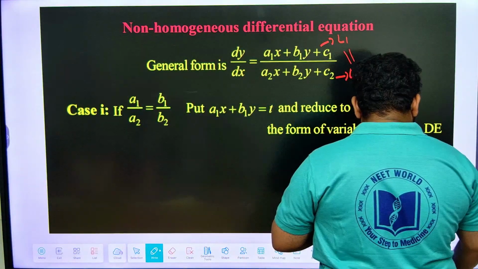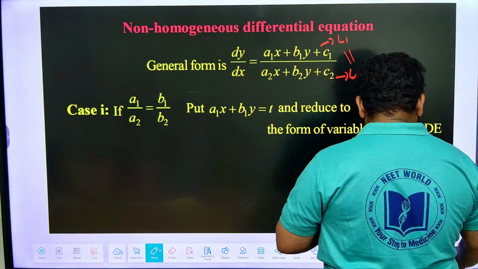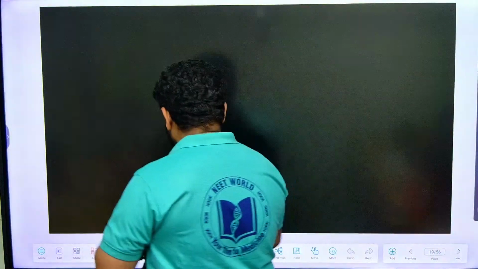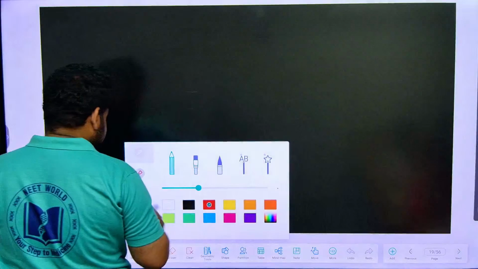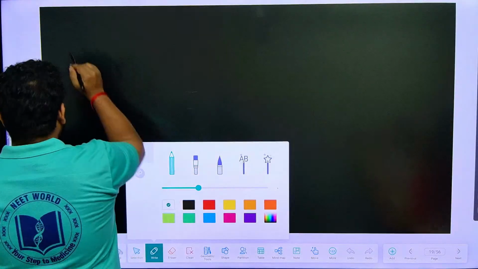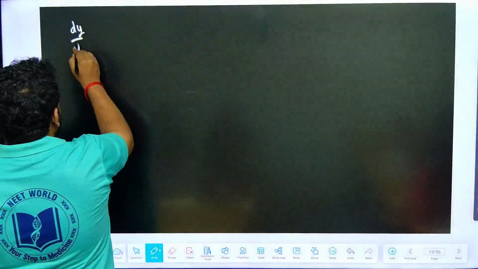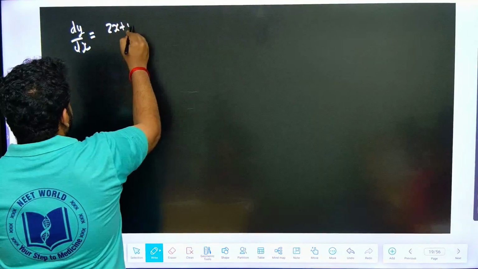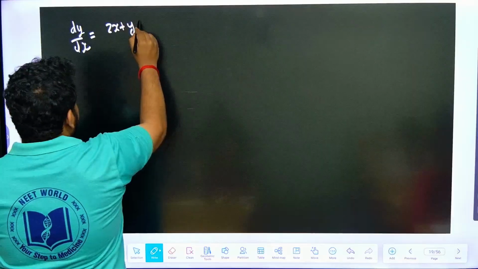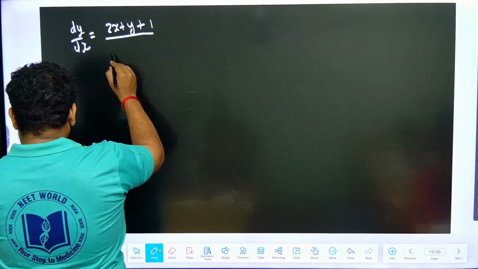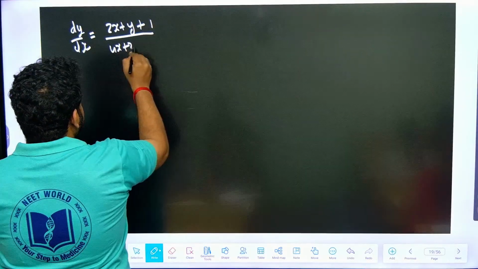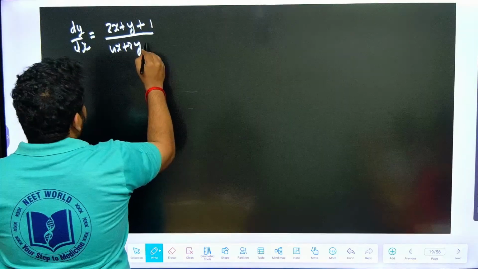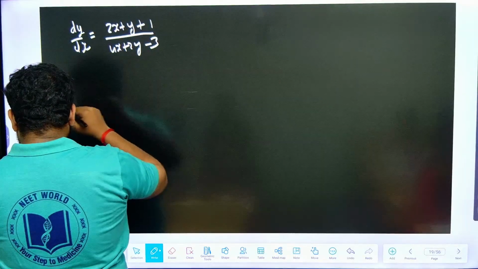Now see here, let us take the example. All of you are sleeping, I know. So if you take the example dy by dx equals 2x plus y plus 1 divided by 4x plus 2y minus 3. Okay, this is what we will take.